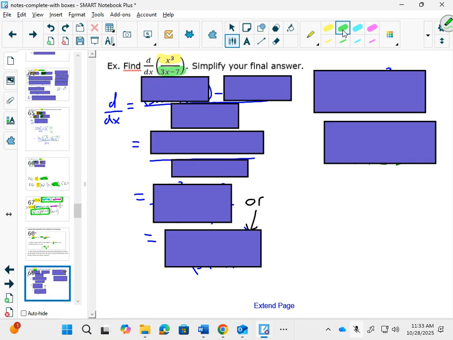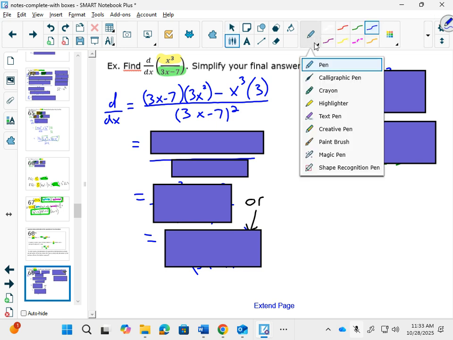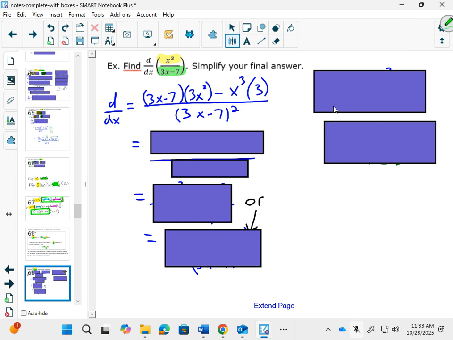So the quotient rule says, keep the bottom the same. Multiply by the derivative of the top. Subtract. Now keep the top the same, and multiply by the derivative of the bottom, over, rewrite the bottom and just square it.